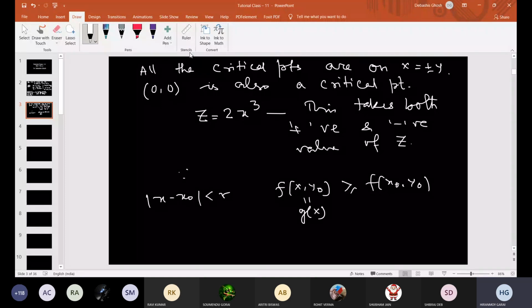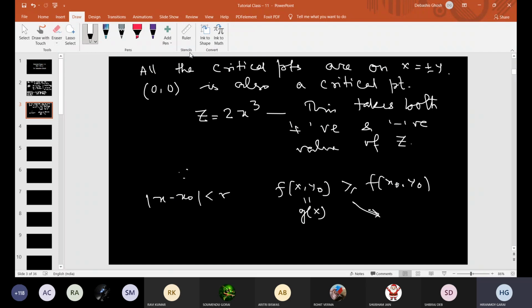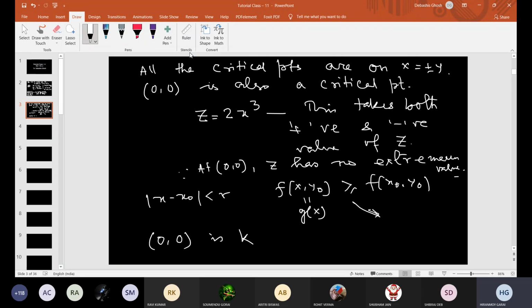If this happens, then we can say that the function g of x has its minimum at x0. So we can say that the critical point doesn't have an extremum value. So at 0, 0, z has no extremum value, and such a point is called a saddle point. So the point 0, 0 is known as a saddle point.